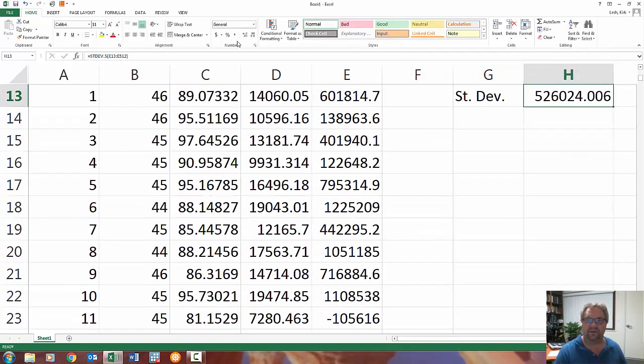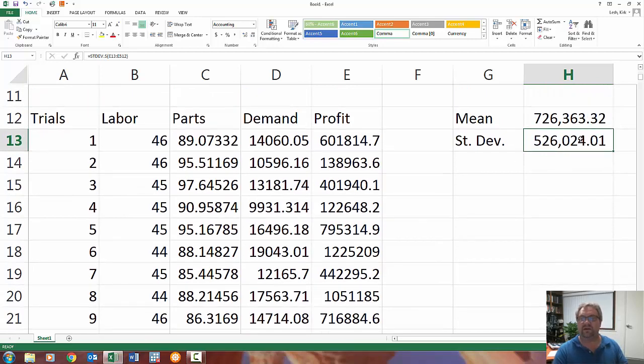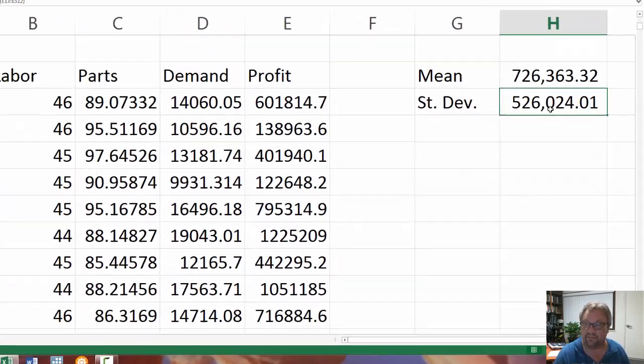So this tells me that my profits actually have quite a bit of variation in them, right? One standard deviation is 526,000. So, if you think about that, that's quite a bit, right? If you're down one standard deviation, your profits are going to fall 526. Now, on the positive side, if you're one standard deviation above the mean, then your profits are going to go up 526,000. So that's not bad.